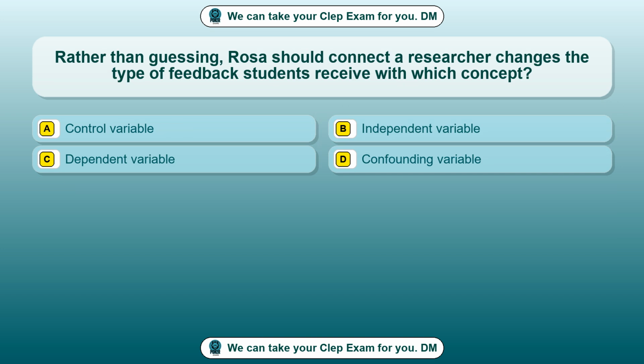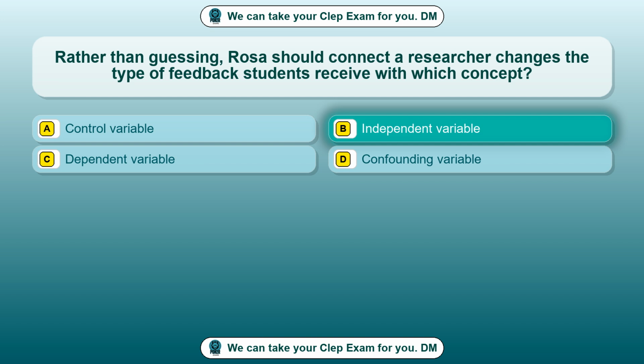Question 90. Rather than guessing, Rosa should connect a researcher changing the type of feedback students receive with which concept? Option A, control variable. Option B, independent variable. Option C, dependent variable. Option D, confounding variable. The correct answer is option B, independent variable.